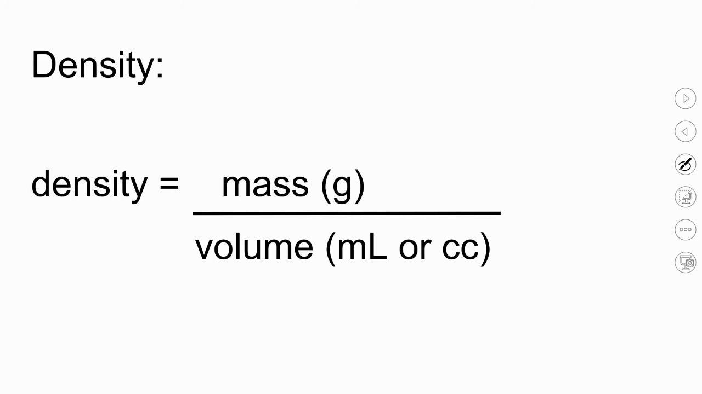In our chemistry class, when we report density, it should be in grams per milliliter or grams per cubic centimeter. So centimeters cubed or cc. And remember, how many milliliters in a cubic centimeter? Yeah, good. 1 to 1. 1 milliliter for 1 cubic centimeter. Very good.